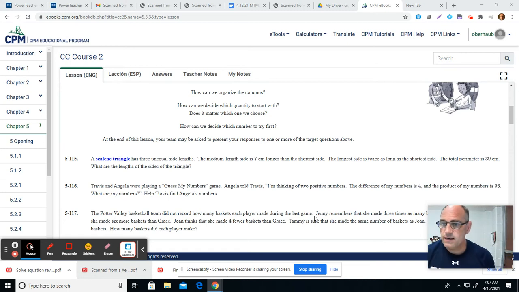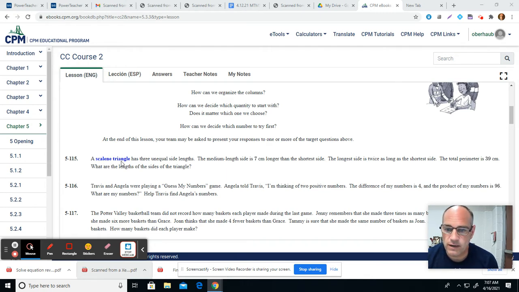Right, so today we're going to keep practicing our solving equations. Yesterday we talked about not using the 5D process, and instead using that information and making an equation out of it. So I'm going to do question 115 with you, and hopefully that will help you with the rest of them. So question 115.